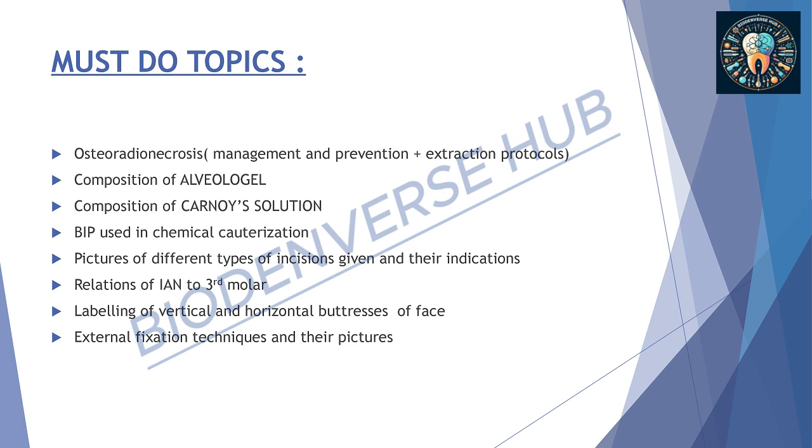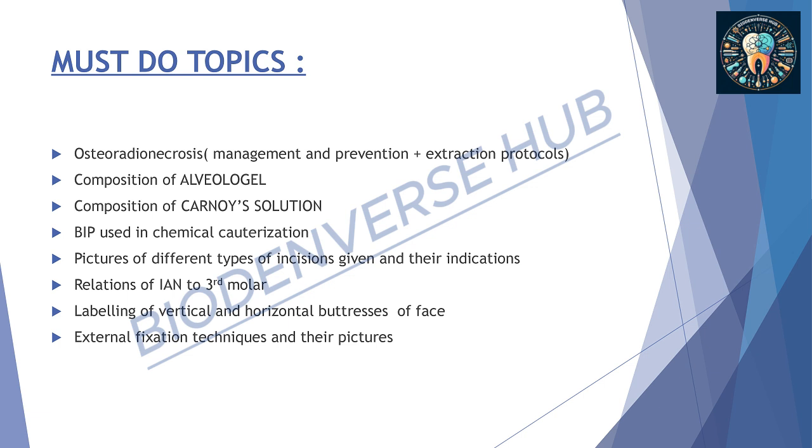In that regard, the management, prevention, and extraction protocols can be asked. After that, we have the composition of alveolar gel, which is very important, and the composition of Carnoy's solution can also be asked. Then the BIPP that is used in chemical cauterization could be asked as well in any kind of OSCE question. Okay, so after that, pictures of different types of incisions will be given, and their indications and identification will be asked, which we will be discussing later on in this video as well.